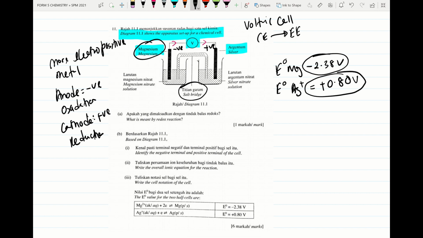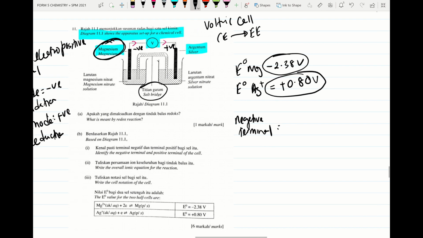Alright, so what will happen at the positive terminal? We try to check the positive terminal and negative terminal. The half equation at the negative terminal, which is the anode: we take the magnesium electrode, magnesium becomes magnesium 2 positive by losing 2 electrons. Then we check the positive terminal, which is the cathode.